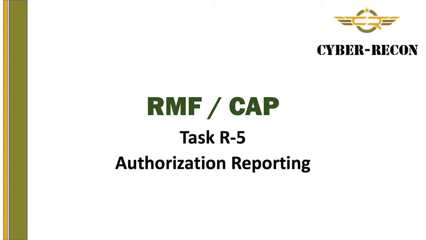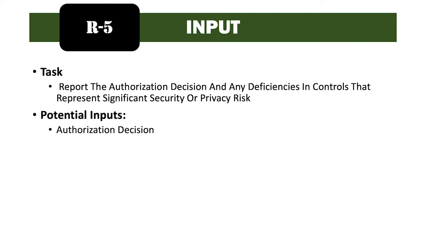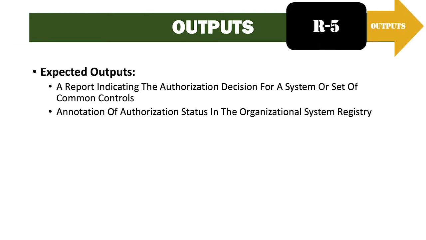In this module, we'll be talking about task R5, Authorization Reporting. In this task, we report the authorization decision and any deficiencies in controls that represent significant security or privacy risks. Input to this task is the authorization decision. Expected outputs from this task are a report indicating the authorization decision for a system or set of common controls, as well as annotation of authorization status in the organizational system registry.